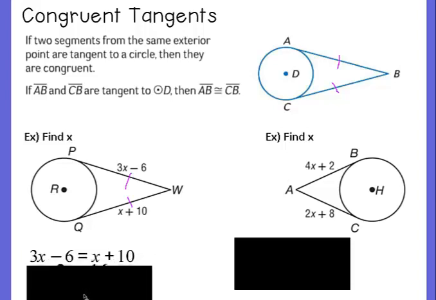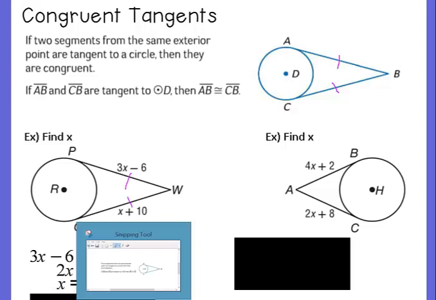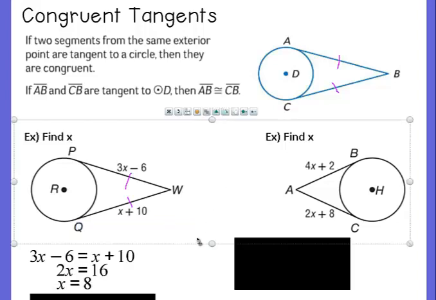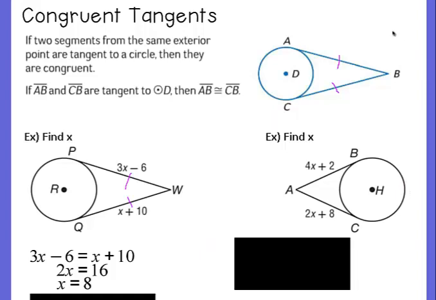3x minus 6 equals x plus 10. Set them equal to each other. They have to be the same. I subtract x. I add 6. So I get 2x equals 16. Then I divide by 2. And x is 8. So go ahead and pause your video. Finish copying the theorem. Finish copying on the example. And then when you're done, attempt this problem as your U-try problem. So go ahead and pause the video.